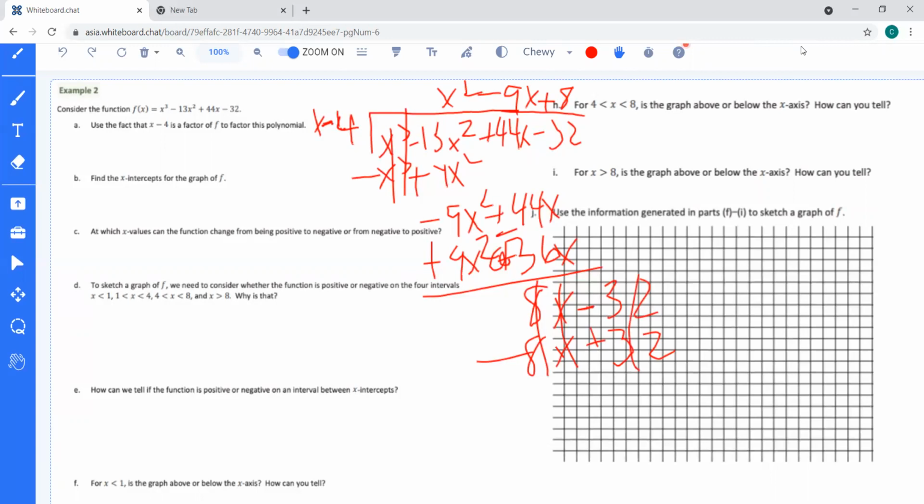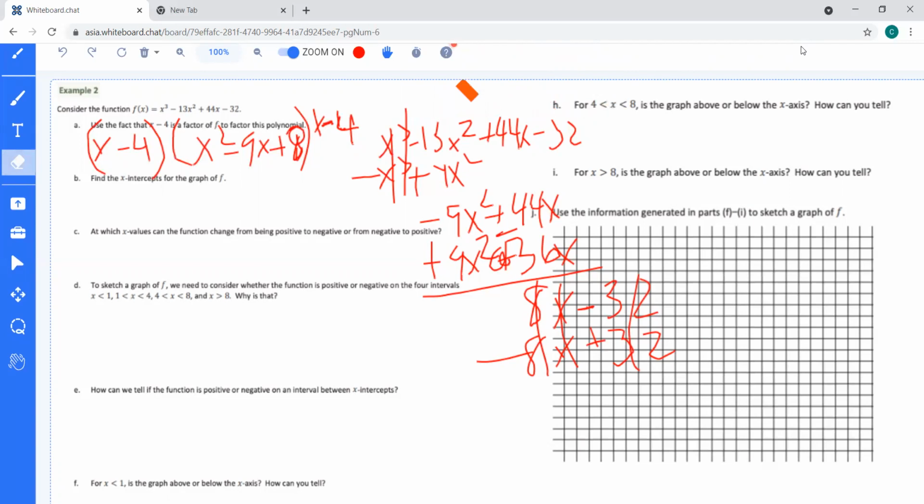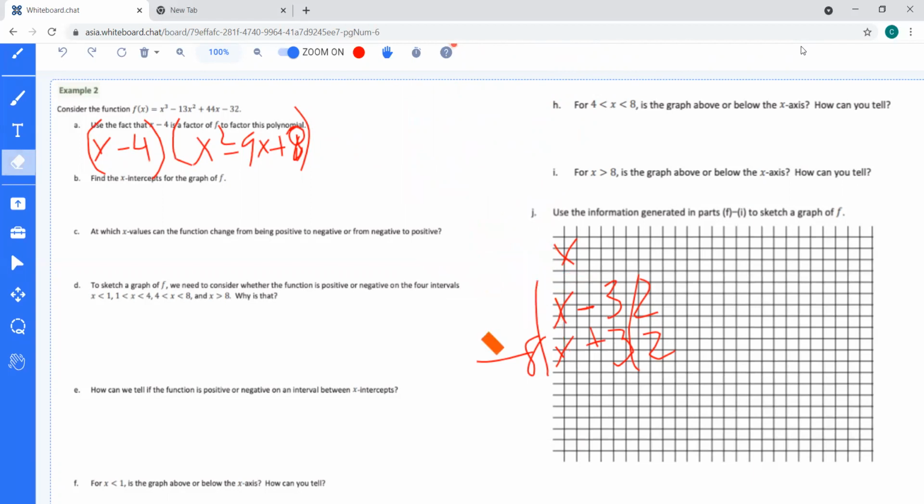Negate that. Okay. So x minus 4 times x squared minus 9x plus 8. Okay. Now then, that's the factors. That's 2 factors. Can we go ahead and factor x squared minus 9x plus 8? I think we can. So let's do that.